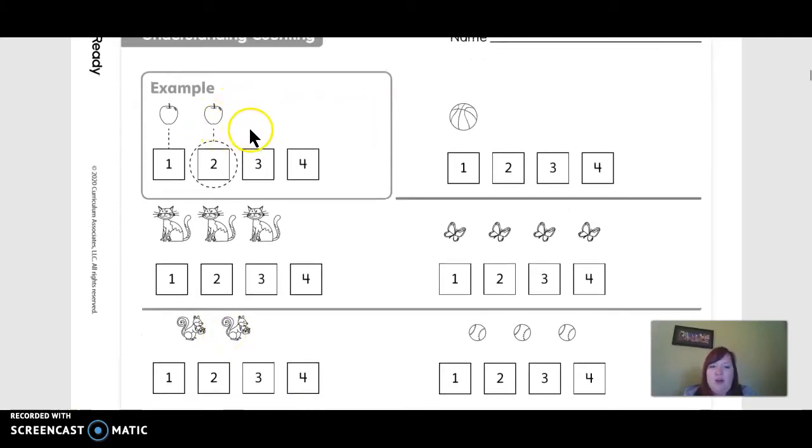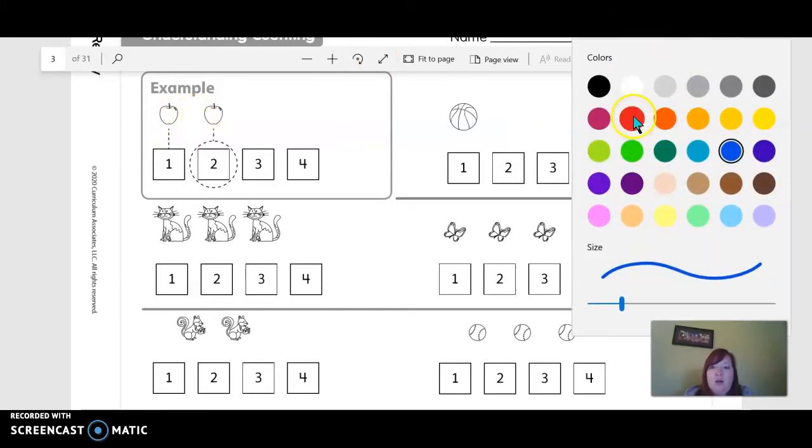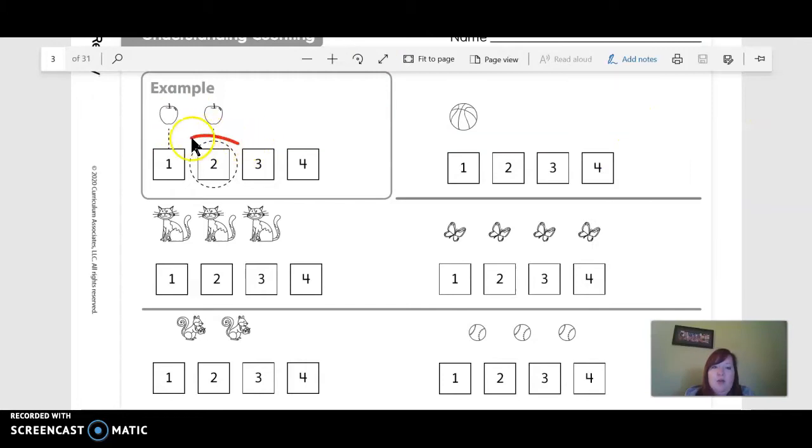You're going to count the objects. So I'm going to do the first one with you because it's an example. You're going to count the objects. So how many apples are there? 1, 2. There's 2 apples. So then you're going to take your pencil and you're going to circle how many objects there are. So go ahead and pause the video and do it now, and then I will do the answers with you.